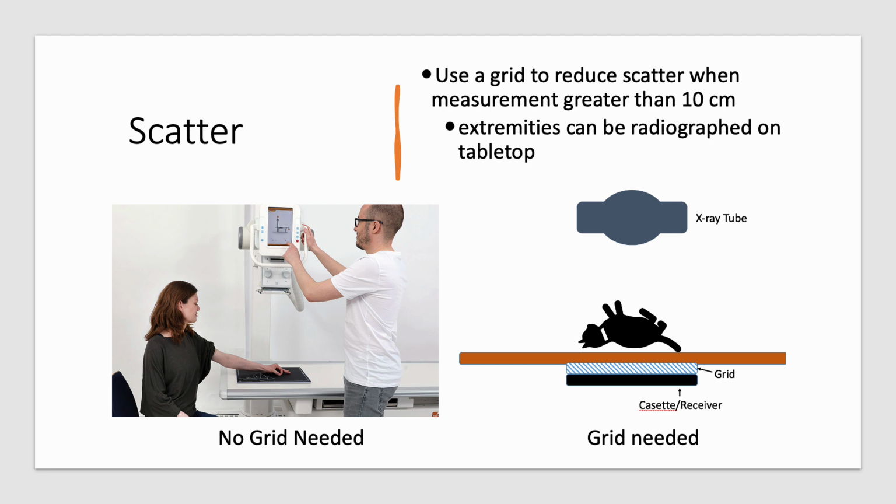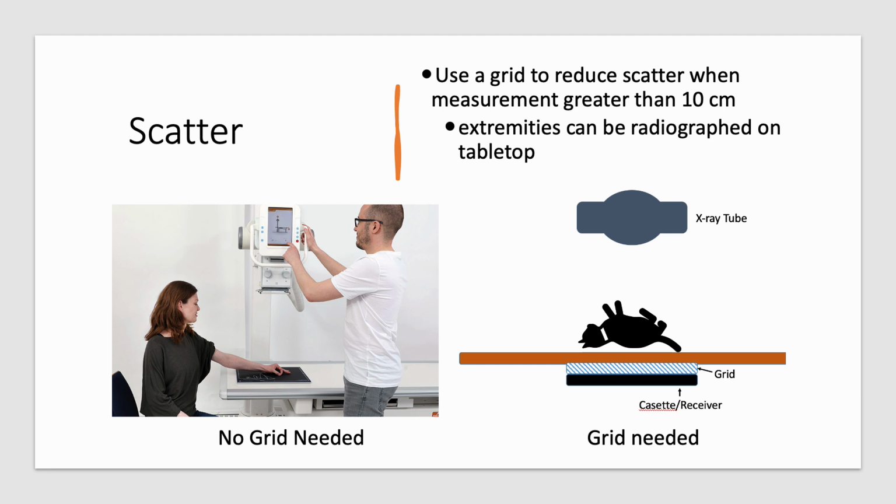And the grid is kind of like Venetian blinds, so it only allows the x-rays that are coming straight through to pass. Anything that's scatter and bouncing around at funny angles gets absorbed by the lead strips in the grid. We can avoid a grid for extremities that are less than 10 centimeters. And in this case, they can be x-rayed on a tabletop cassette. And even with some digital processors, you can move your digital receiver onto the table, avoid the grid, and take an x-ray of the extremity on the tabletop.